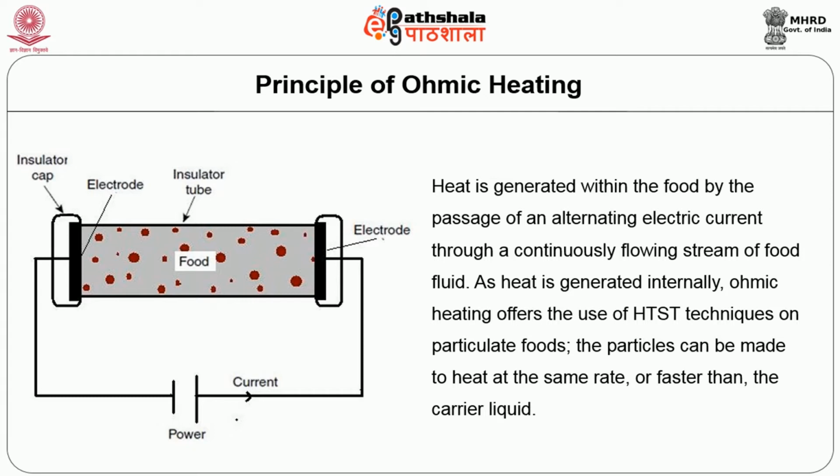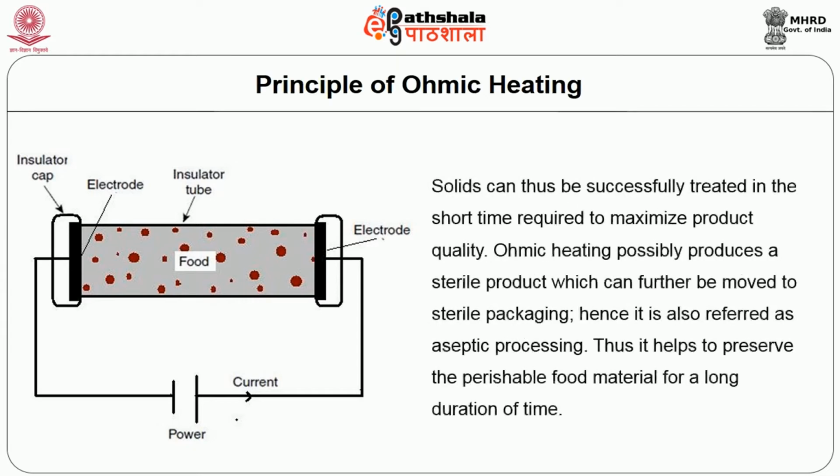The particles can be made to heat at the same rate or faster than the carrier liquid. Solids can thus be successfully treated in the short time required to maximize product quality. Ohmic heating possibly produces a sterile product which can further be moved to a sterile packaging, hence it is also referred to as aseptic processing. Thus, it helps to preserve the perishable food material for a long duration of time.